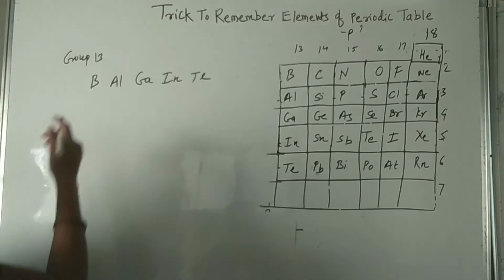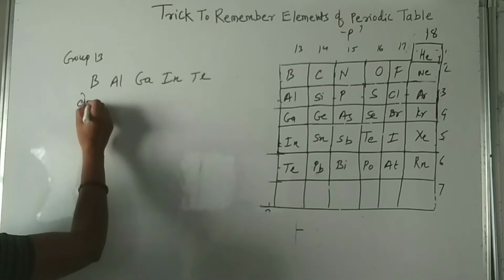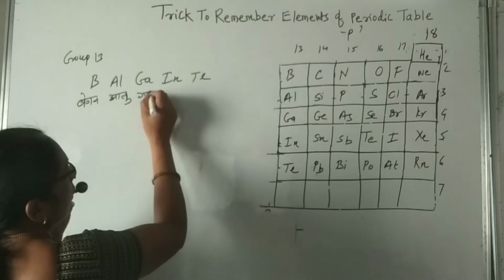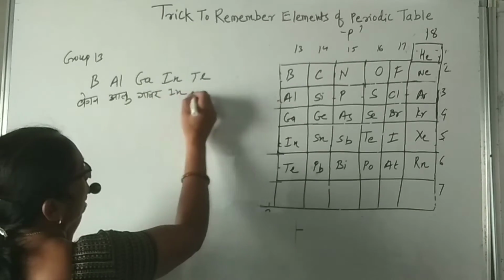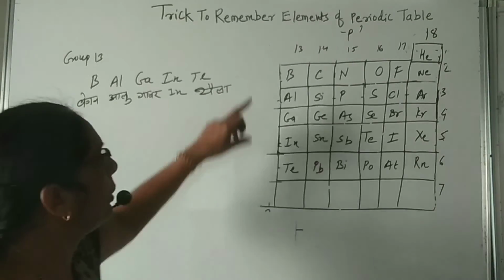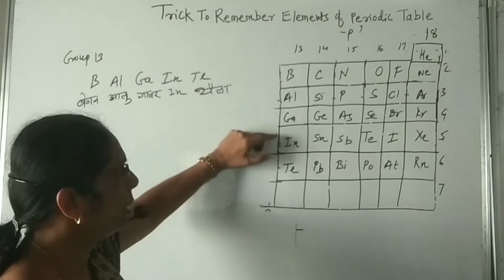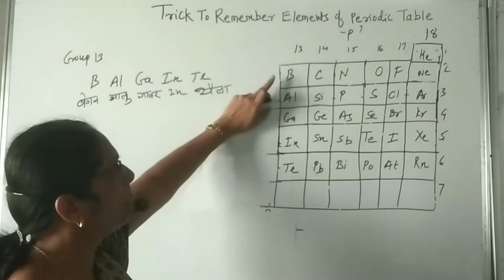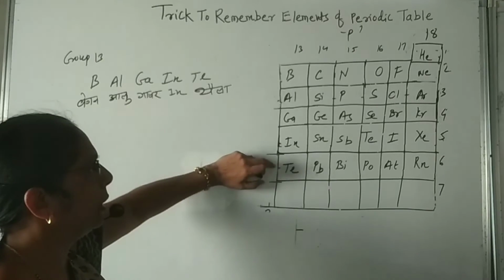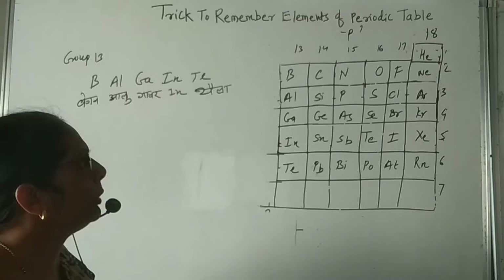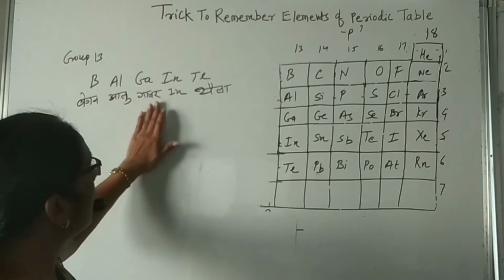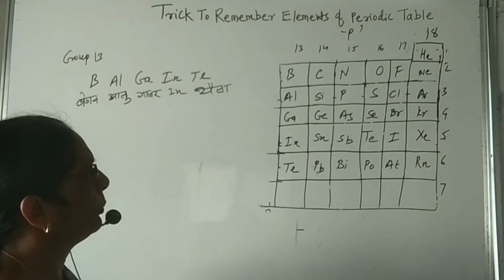So how do you remember? Baingan, Aloo, Gajar, In-thaila. B for baingan, Al for aloo, Ga for gajar, In thaila. If you remember this simple word, it is possible to remember boron, aluminium, gallium, indium and thallium. Okay. Next.